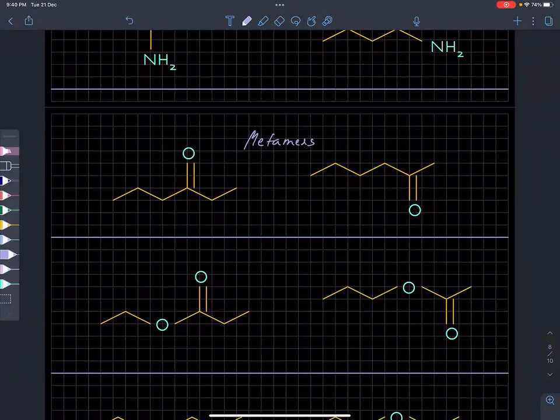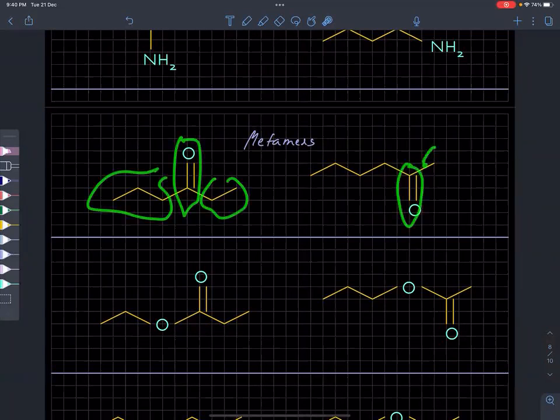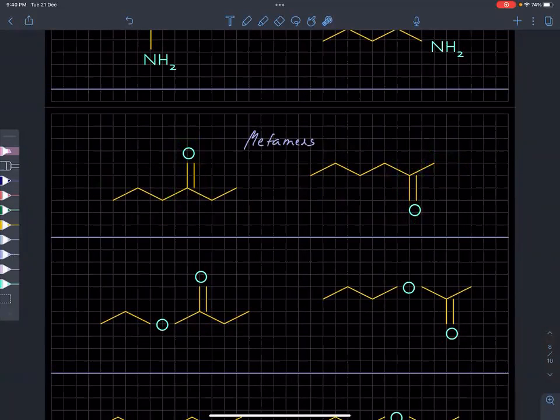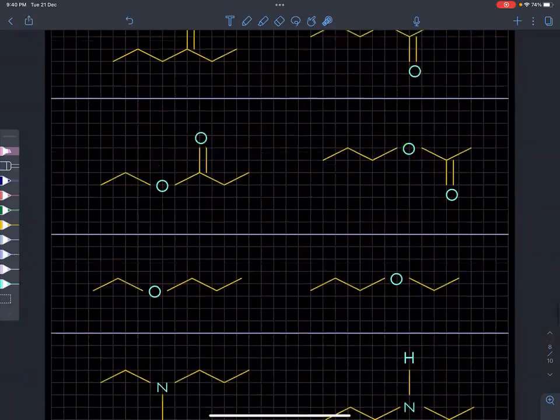These are metamers. Whenever you have two ketones, two esters, or two ethers, in which the carbon that is cutting the chain into two parts, this part and this part, they are supposed to be metamers. These are also metamers. Why? Count the number of carbons. 1, 2, 3, 4, 5. 1, 2, 3, 4, 5. So these two are esters, so these two are also metamers. Clear?